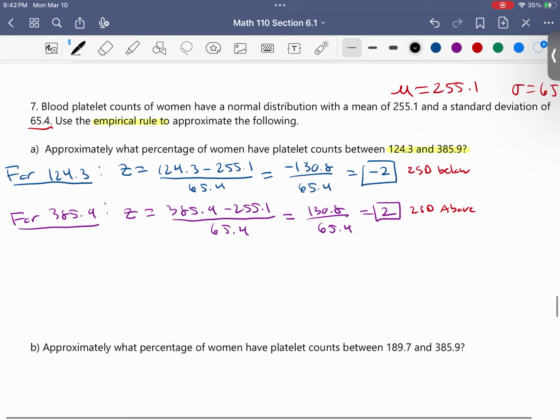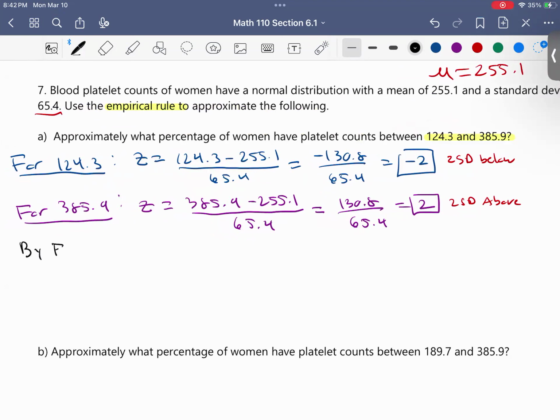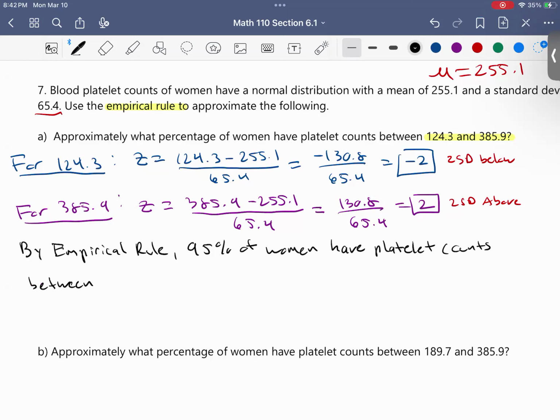By empirical rule, 95% of women have platelet counts between 124.3 and 385.9.